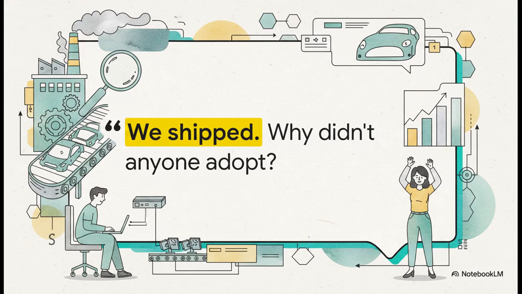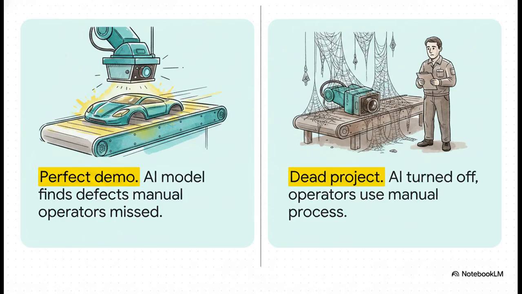But fast forward 3 months, and she is left asking this incredibly frustrating question. We shipped. Why didn't anyone adopt? We've all seen this happen, right? There is this massive, stark contrast between the tech working perfectly in that 6-week demo and the grim reality 3 months later. Out on line 3, the operators are just back to using their old manual processes. And the AI model? Yeah, it's been quietly turned off. The operators complained it was flagging way too much stuff, the actual project owner was never officially named, and the floor supervisor hasn't even opened the tool in over a month.